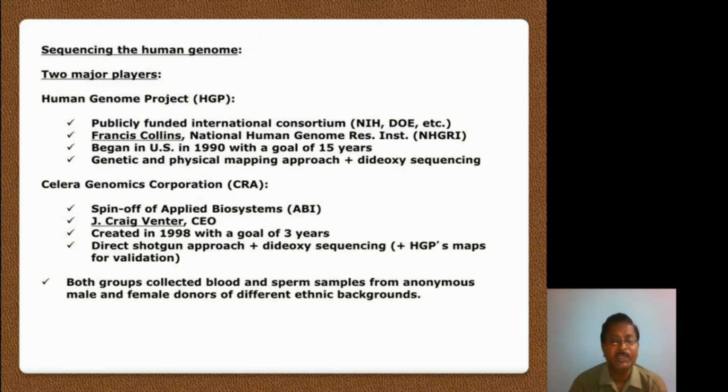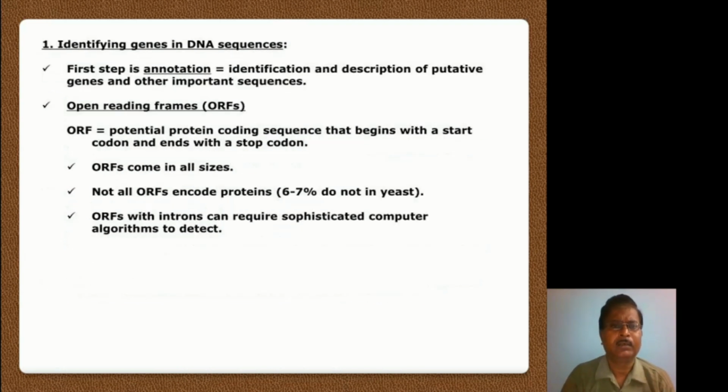Then sequencing the human genome. Two major players: we have the HGP and CRA, as I mentioned earlier. And for identifying the genes, we have the annotation step first, then ORF second.